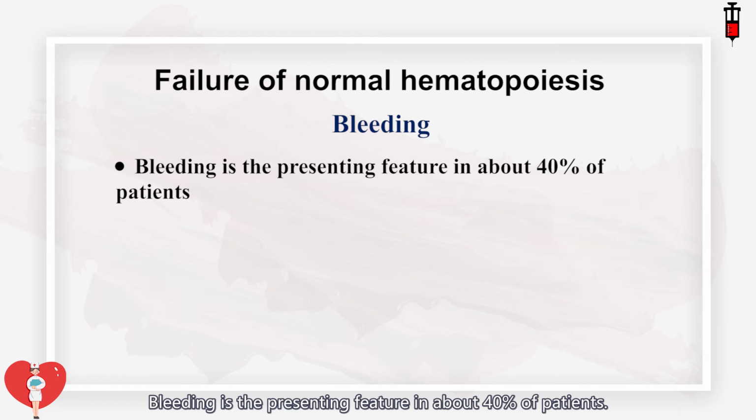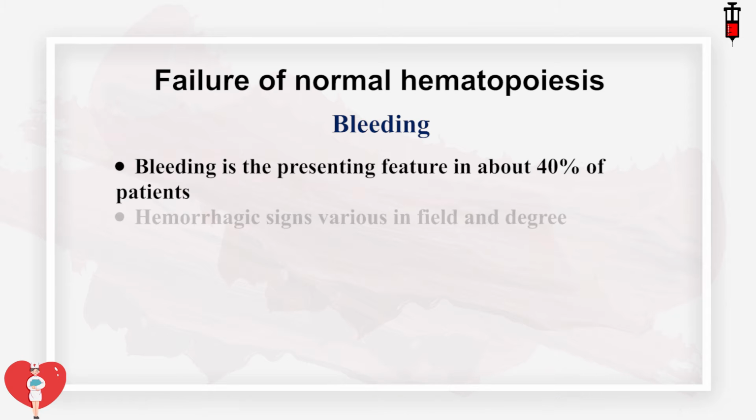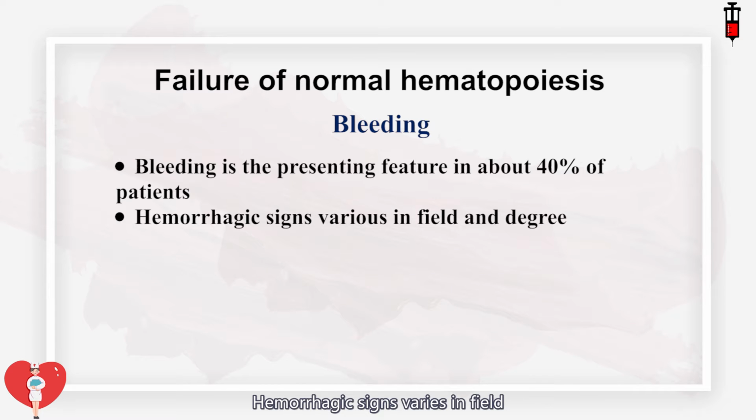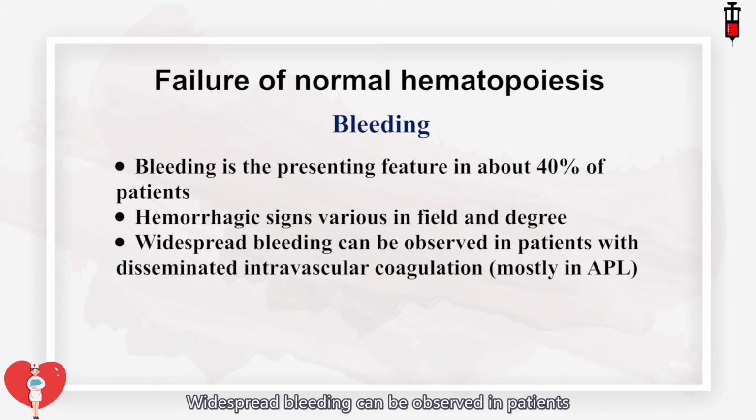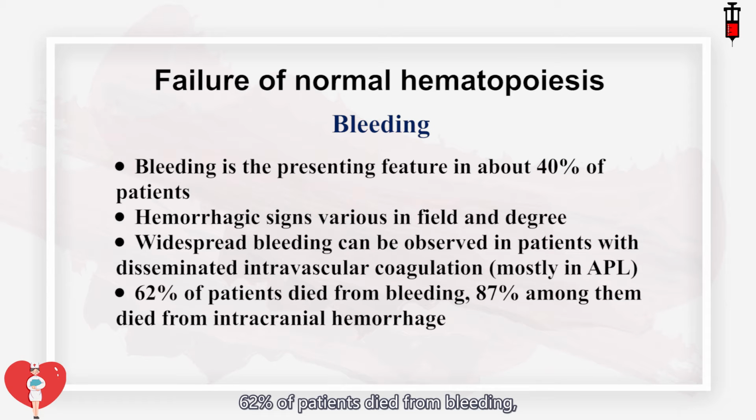Bleeding is a presenting feature in about 40% of patients. Hemorrhagic signs vary in field and degree, from subtle hemorrhage in skin to CNS bleeding. Widespread bleeding can be observed in patients with disseminated intravascular coagulation. It happens mostly in APL. 62% of patients died from bleeding. 87% among them died from intracranial hemorrhage.